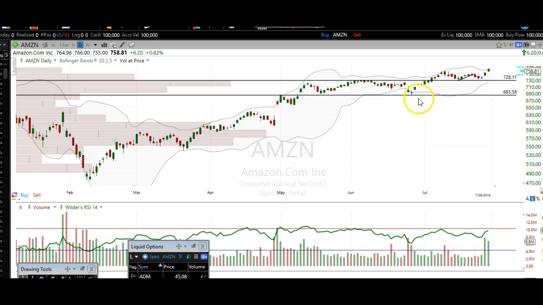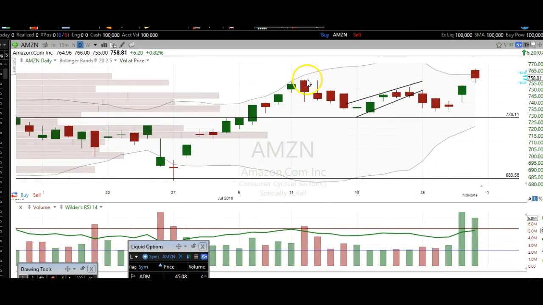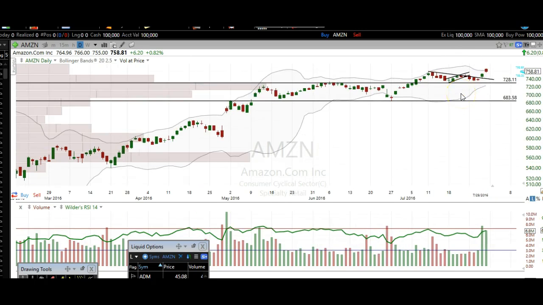Okay, and then short term, we broke over this little mini downtrend that we had right there. Okay, so very constructive look here on Amazon, and I do think it continues to push higher as long as that 728 level is held.